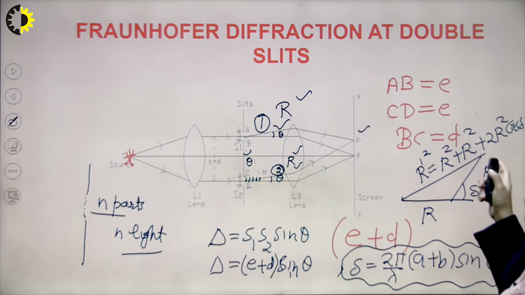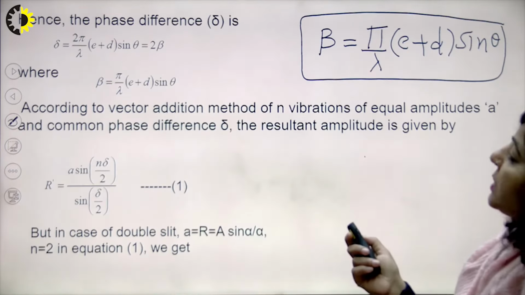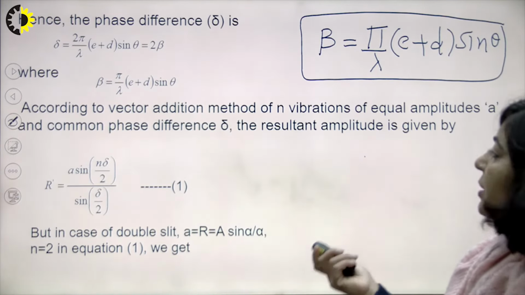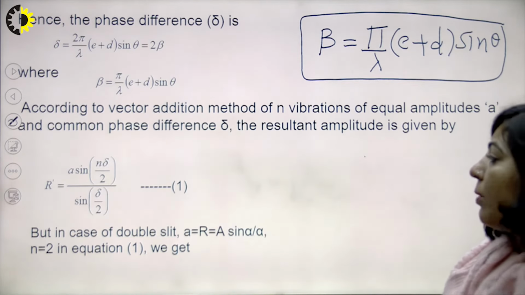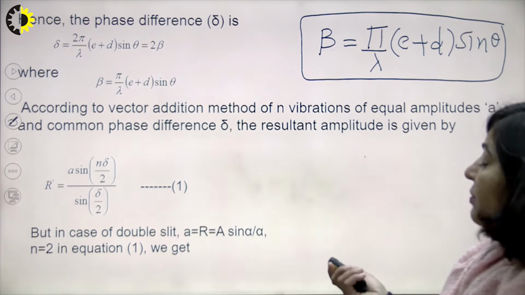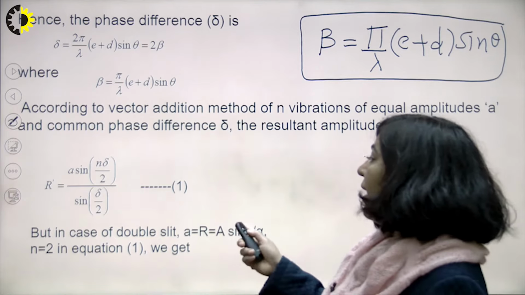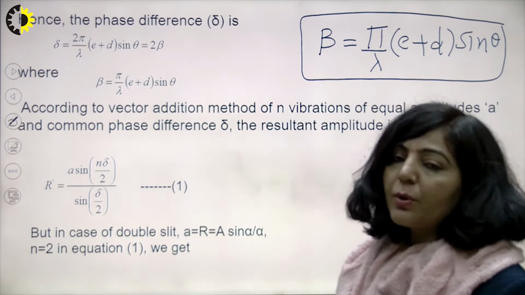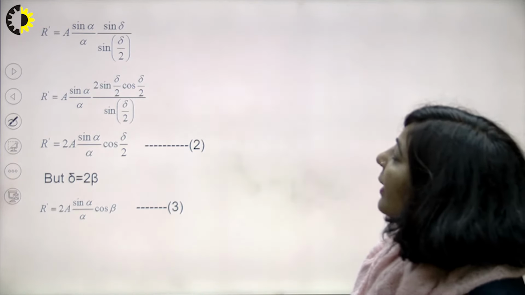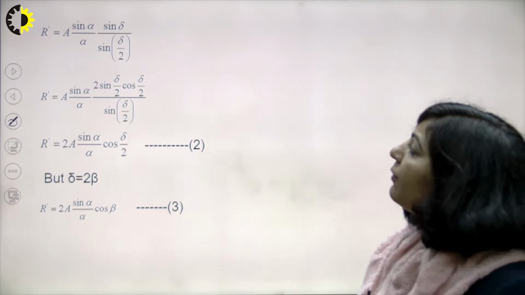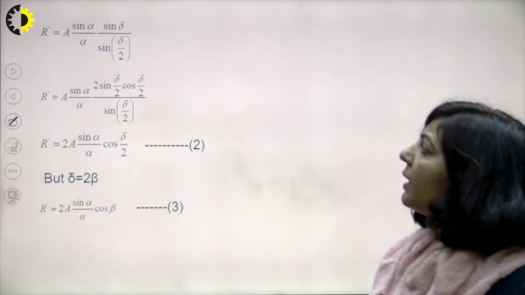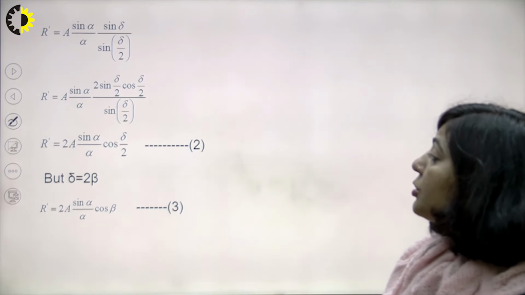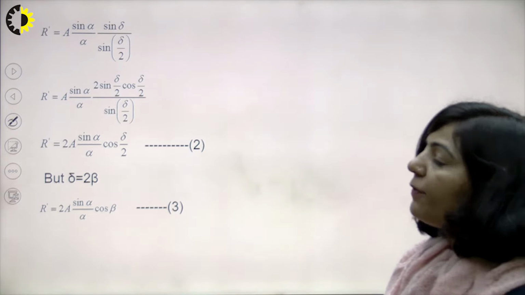will be given by this simple relationship. So the resultant at point P dash is equal to A sine n delta by 2 upon sine delta by 2. But in case of double slit, A is actually R, which is A sine alpha upon alpha, and n is taken as 2 because you are having two slits here. So R dash is basically this A sine alpha upon alpha sine delta upon sine delta by 2. Just after simplifying, you are getting this: 2 A sine alpha upon alpha cos beta.